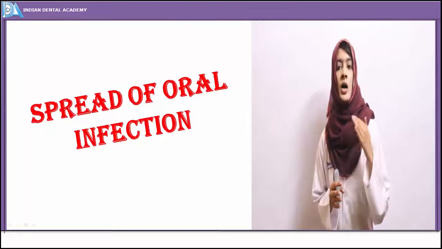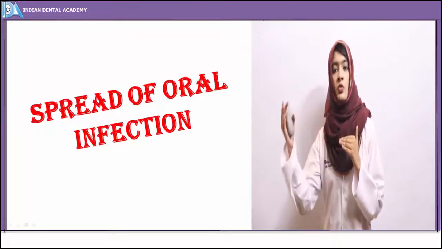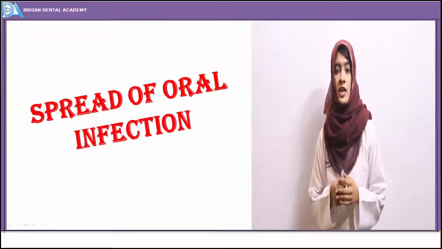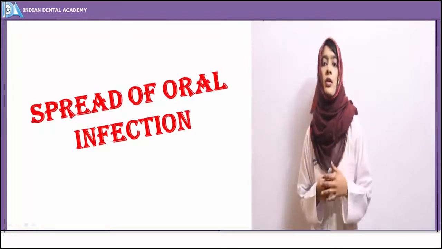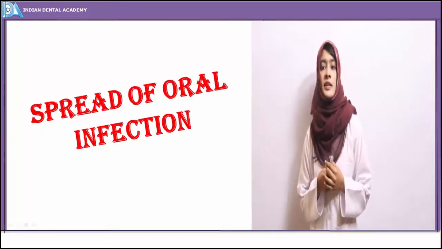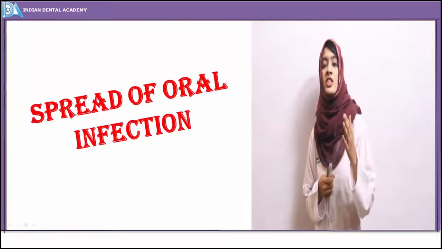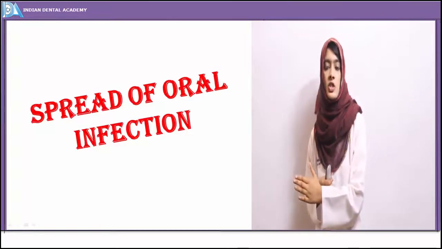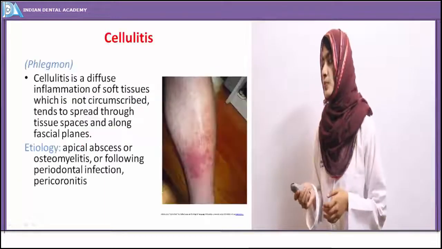So we'll study how the oral infections, the odontogenic infections, spread and involve the surrounding tissues, and how the spread actually occurs. Okay, the significance of oral foci of infection. We'll be dealing with cellulitis, Ludwig's angina, and the infection of tissue spaces, how the infection spreads along the tissue spaces, and what the significances of the oral foci of infection are.